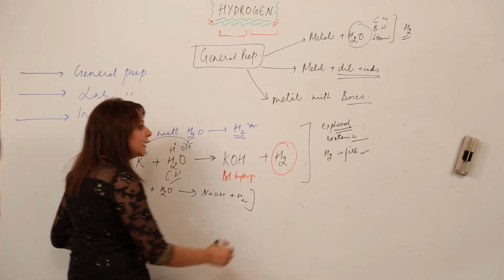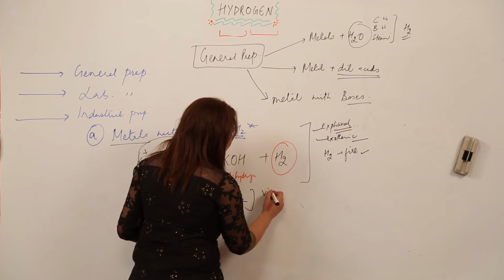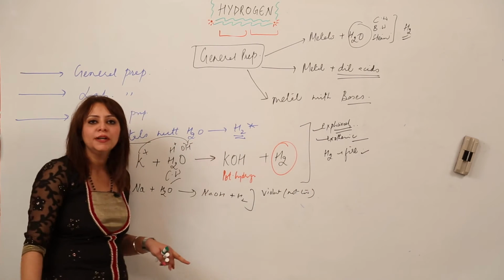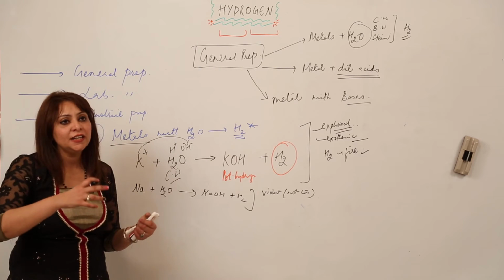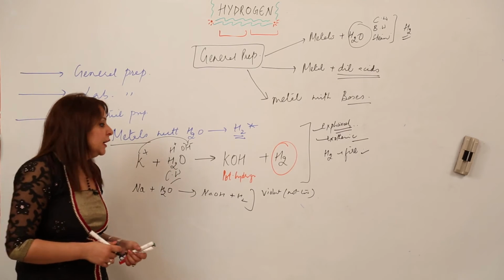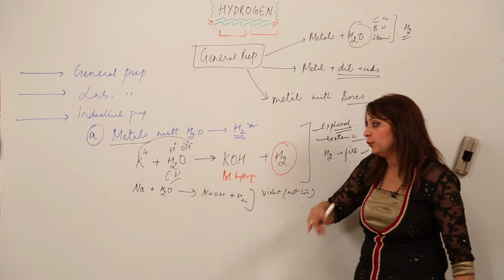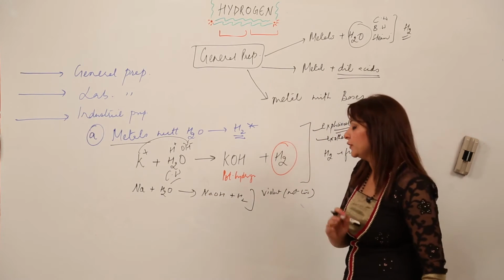This reaction is also exothermic and explosive, but it's not too violent, not like the first one, the potassium, because sodium is less reactive than potassium. So obviously the heat evolved is going to be less compared to potassium, right? But one more problem is faced in this reaction. What is that? Just listen to me carefully.